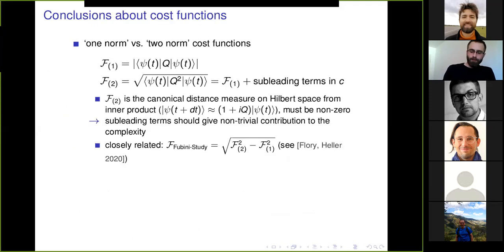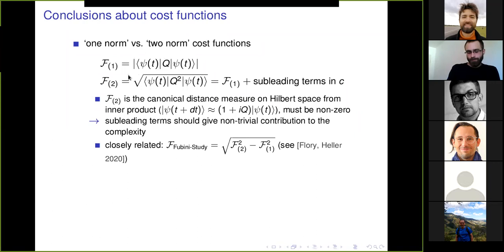Now, let me come to the conclusions. I think our work mainly has some implications for the choice of cost functions in the complexity, in particular for conformal transformations. So the first conclusion one can draw from this is about one-norm versus two-norm cost functions. What we used was basically a one-norm cost function, the absolute value of the expectation value of our infinitesimal gate.